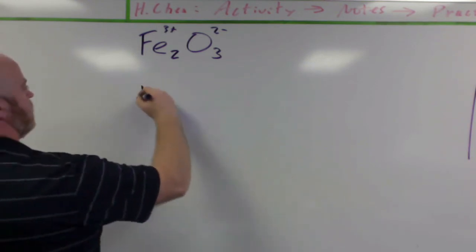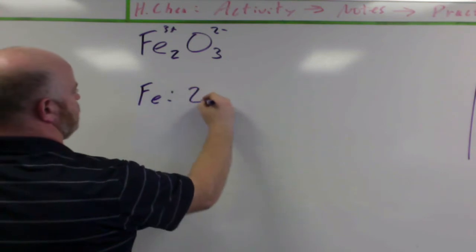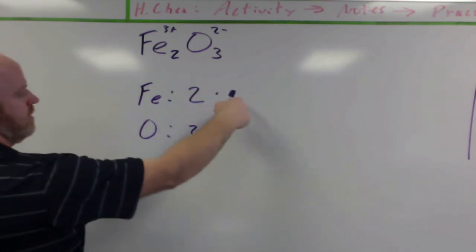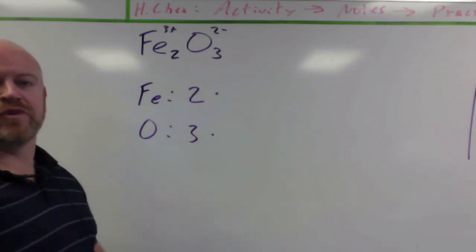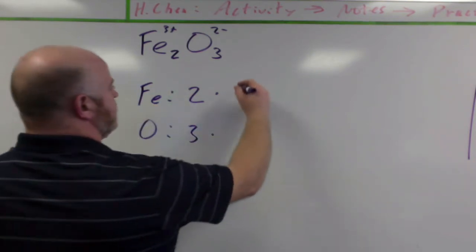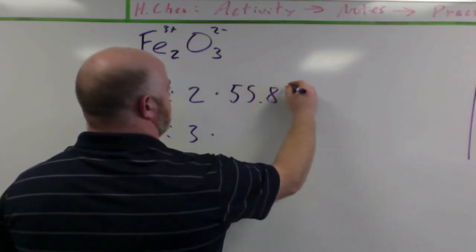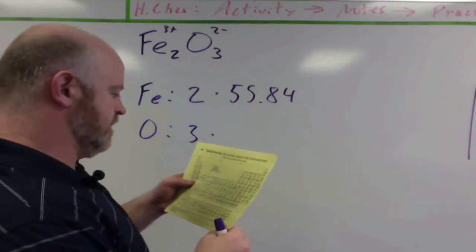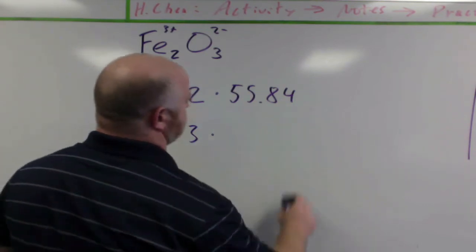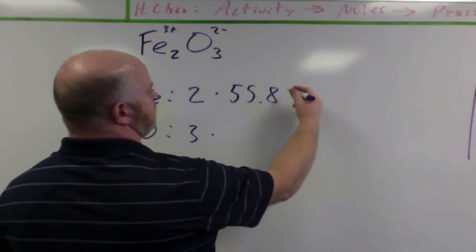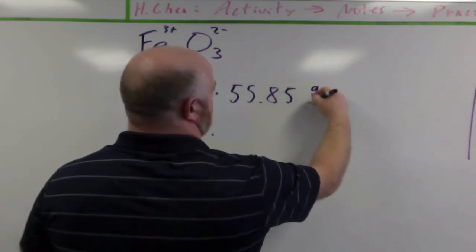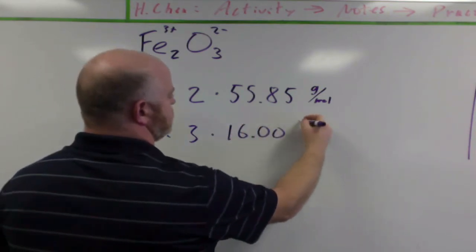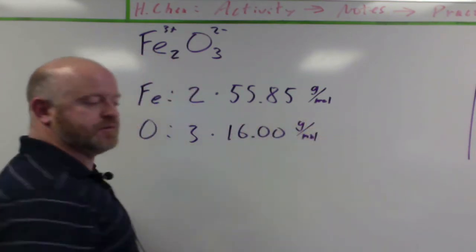So what I'm going to do is say, well, I have iron, I have 2 of them, I have oxygen, I have 3 of them, and we're going to put down our molar masses. So if we look up the atomic mass of iron, it's 55.845. So rounded to hundredths place, I'm going to say 55.85 grams per mole. Oxygen is 16.00 grams per mole.